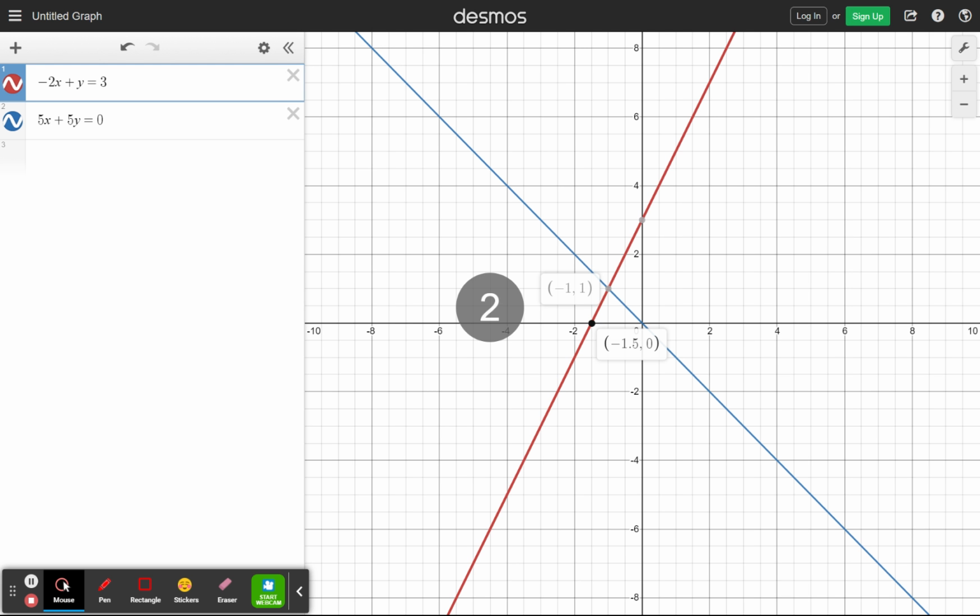So here you see how you can solve a system of equations just by graphing them. And you find the ordered pair where the two lines cross, and that is your solution. So when you are solving a system of equations, sometimes the easiest way to do it is just to graph the lines and look at where they cross.